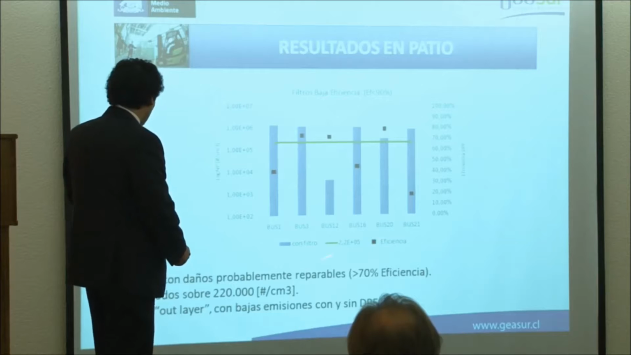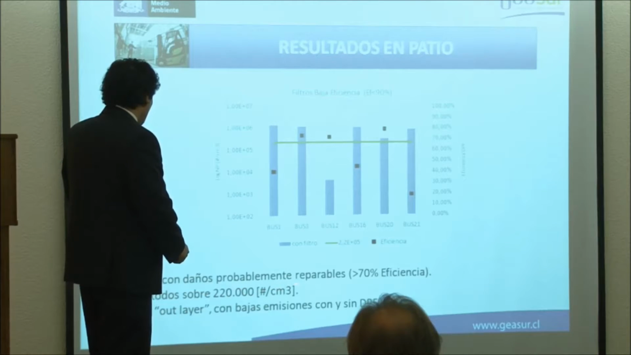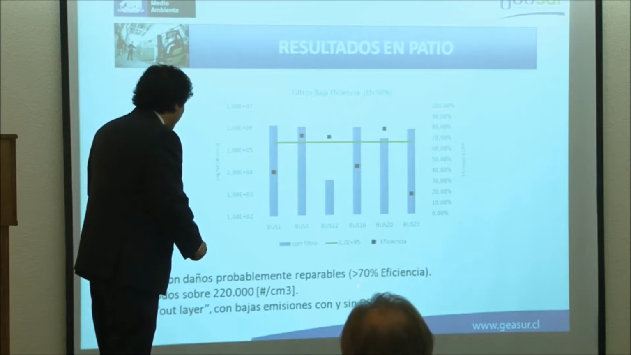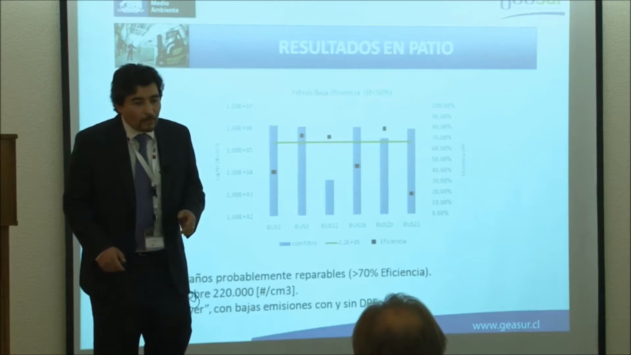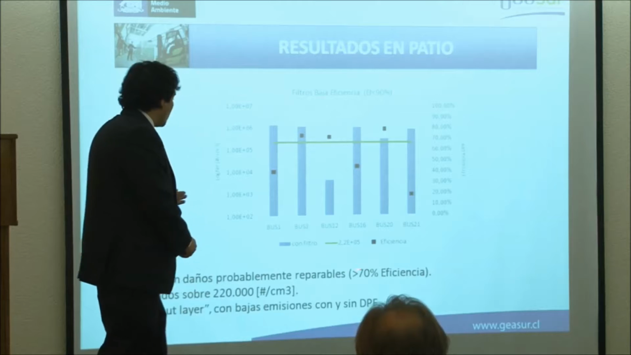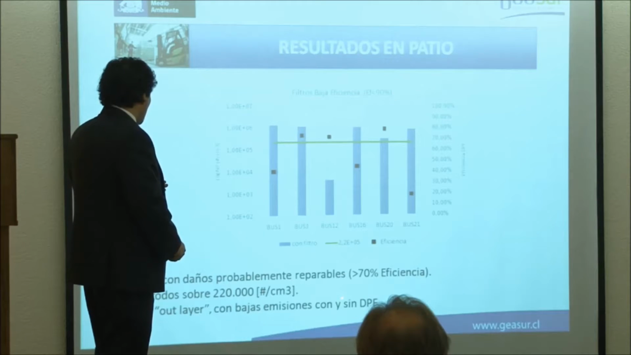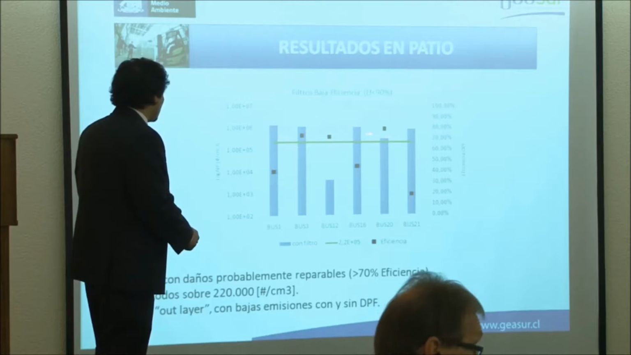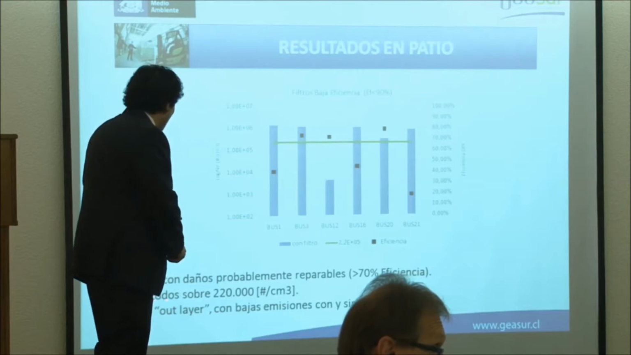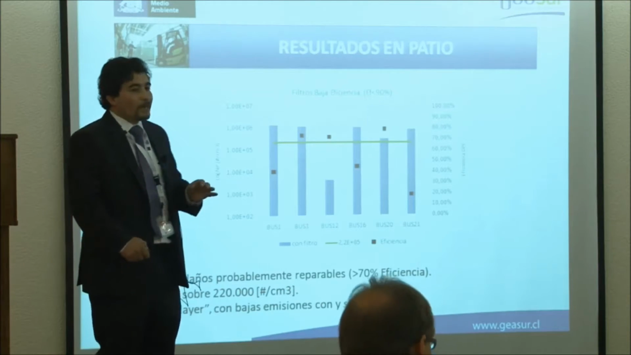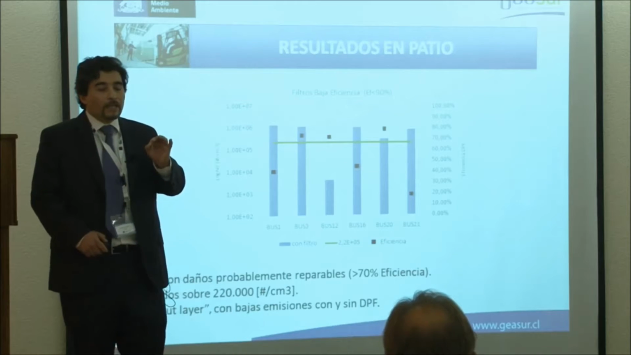Now, if you see these backyard results, we saw that the group of filters that had low efficiency, and when we say low efficiency, we're talking about filters that were under 80% efficiency. We can see a distribution here of some of these filters that are near the 80% of efficiency, which means that probably they are repairable filters.